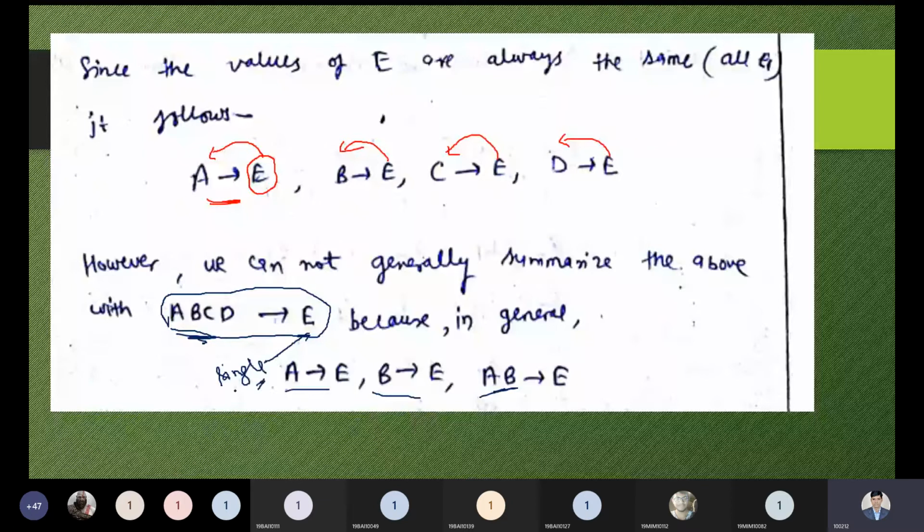In general we have different dependencies, like E depends on A, E depends on B, and E depends on the combination of A and B. So in general it is not easy to say that the combination of all the attributes A, B, C, D determines E, or that E depends on A, B, C, D. In general, we can't say that age and date of birth do not depend on the student ID and student name. There is no specific rule, but there are some parameters we need to find.